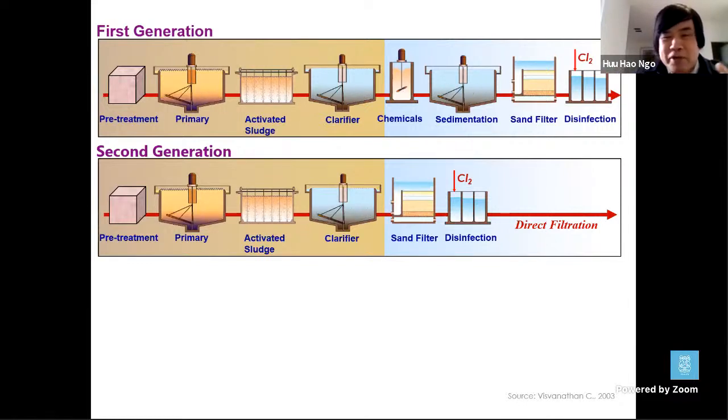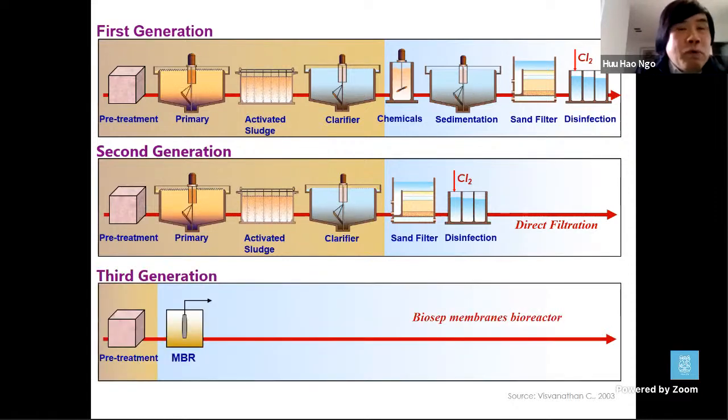So in the second generation, we shortcut here. That means that after the second clarifier, we go for the sand filter and then disinfection and just discharge the wastewater, but still not good. So we go to another generation, a third generation, and that is really, really short.